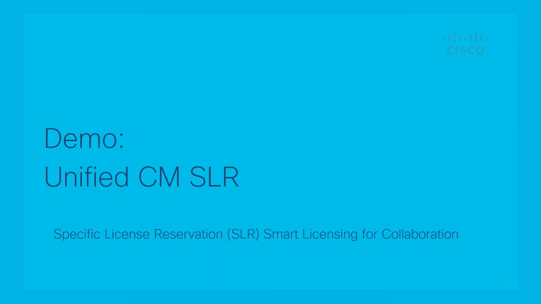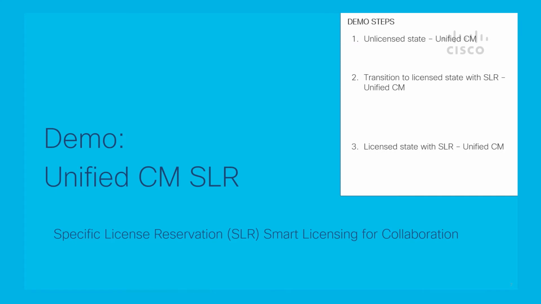Now that we're clear on smart licensing for collaboration applications and understand the overall specific license reservation process, let's walk through the license reservation process on a live Unified Communications Manager system so that you can see how this is done. The Unified Communications Manager SLR demo is divided into 3 steps. In the first step, we'll confirm the system is in an unlicensed state. Next, in step 2, we'll actually transition the system to a licensed state using SLR. And finally, in step 3, we'll confirm that the system is in a licensed state.